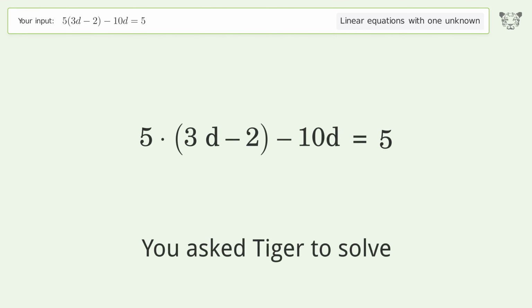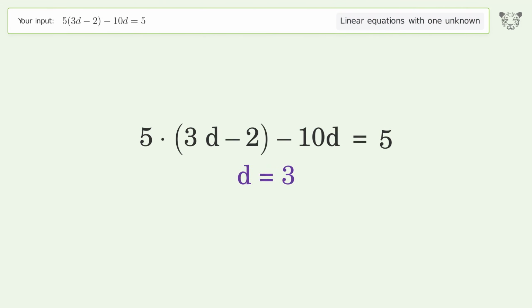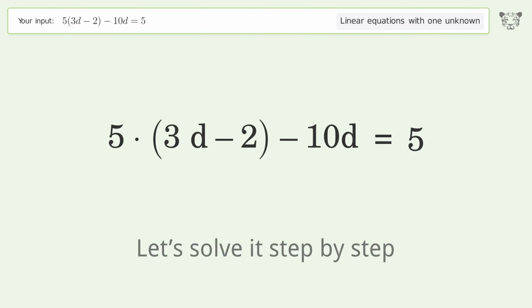You ask Tiger to solve this. This deals with linear equations with one unknown. The final result is d equals 3. Let's solve it step by step.